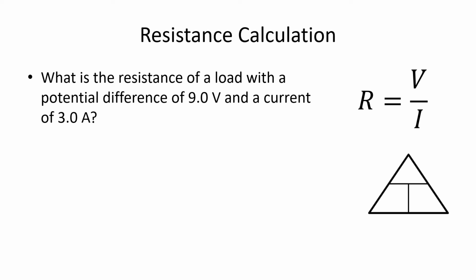All right, so let's use Ohm's law here to solve a couple of problems. Find the resistance of a load, given a potential difference of 9 volts and a current of 3 amps. So resistance, potential difference, and current, there it is. We want this one, so R equals V over I. We have 9 volts divided by 3 amps, and that means the resistance is 3 ohms.